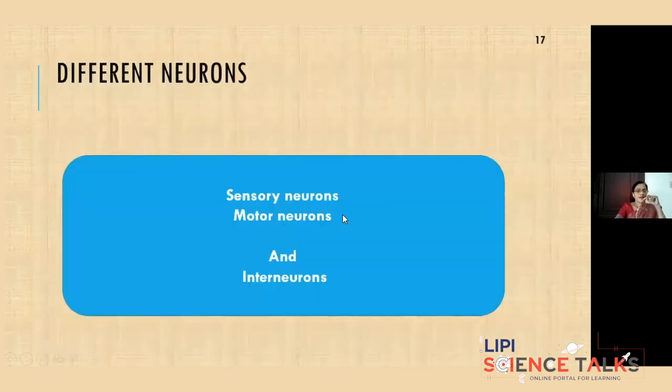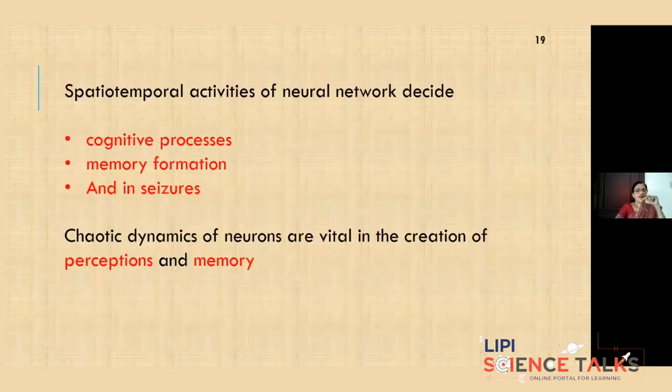You can categorize or divide neurons into three types: sensory neuron, motor neuron, and interneuron. Now, the neural network decides the cognitive process, that is, to receive information, transform, store and recover it, and put it to work. It also deals with memory and diseases like seizures, Alzheimer's, etc.